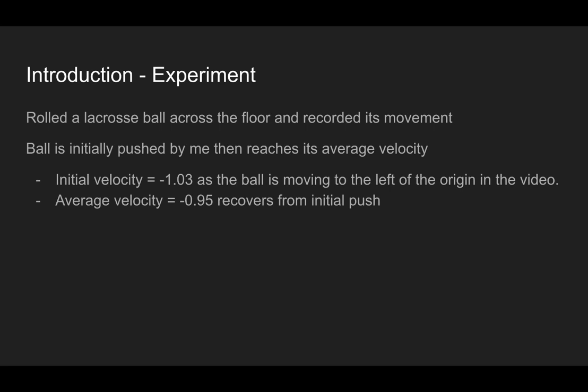So for this experiment, I rolled a lacrosse ball across the floor and I recorded its movement. The ball is initially pushed, and the ball gains a slight edge in speed as opposed to the average velocity of the movement, seen in the fact that the initial velocity is 1.03 in the reverse direction as moving from right to left in the video, but becomes 0.95 in the same direction, right to left, on average. This can be attributed to forces acting on the ball after the fact that I pushed it.